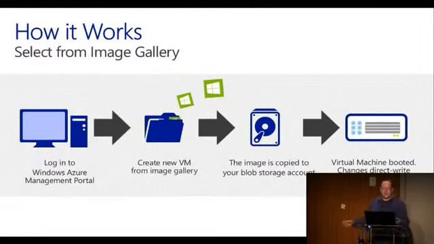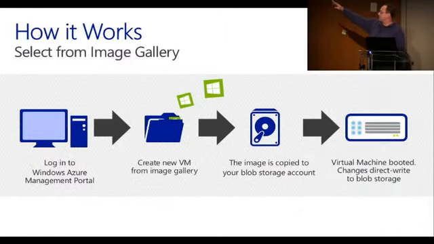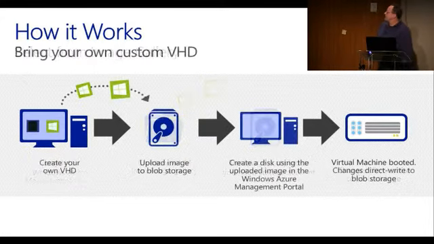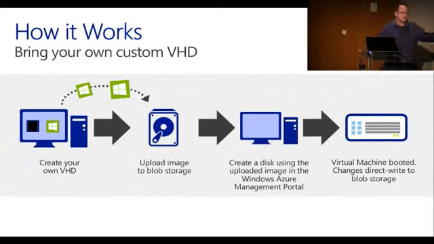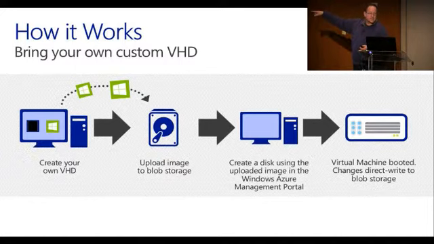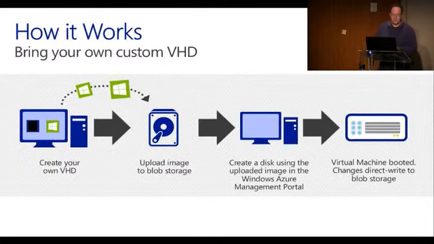Okay, so the slide version of this is how this works, right? So log into the portal, just create a new VM from the gallery. We copy that image, that VHD, to your storage account, and then we go ahead and boot the thing, turn writing onto the disk. You can also bring your own. So if you run workloads in virtual environments on VHDs in your own data center, just upload those into there, put them into Blob Storage, and then go ahead and create a disk in the VM in the Azure Portal, and then go and spin that up, just as if it was in our gallery within there.